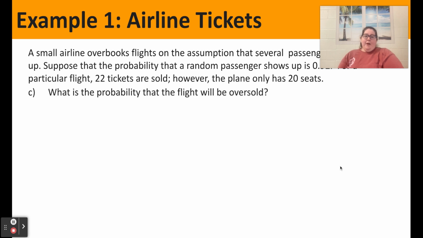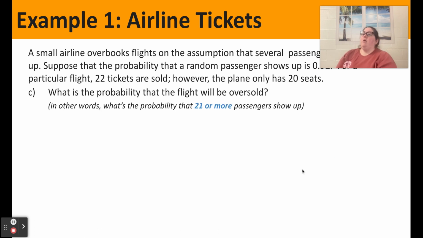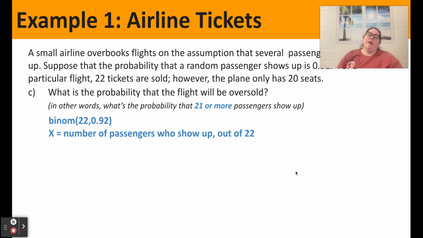So then if I had a part C, which says what's the probability that the flight will be oversold? Oversold means that more people show up than they have seats for. In this case, that would mean if 21 or more passengers show up, then somebody will not have a seat, and they will have to figure that out. So we're finding the probability that x is greater than or equal to 21.